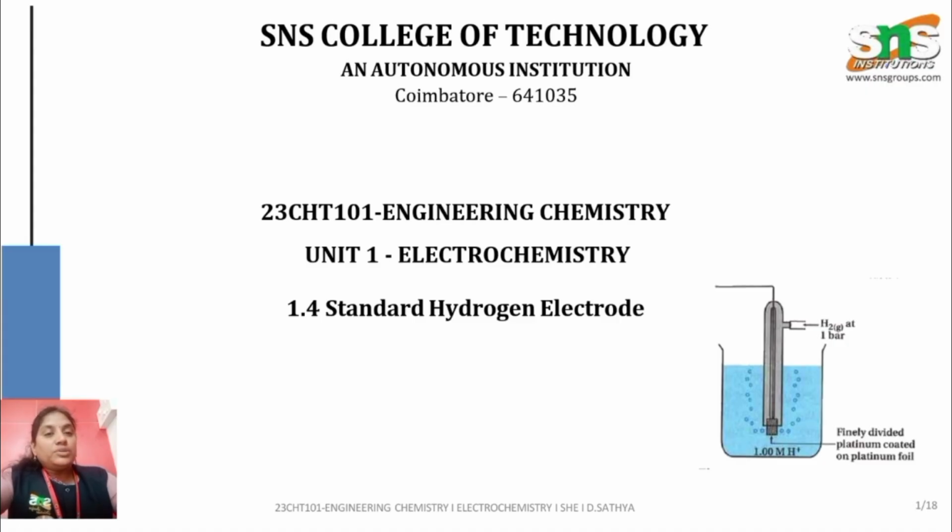Today we are going to discuss one nice topic, the standard hydrogen electrode. It's simply called SHE. So what is the standard hydrogen electrode? It is simply called the reference electrode, because in the standard hydrogen electrode the standard value is 0. That's why we use it as a reference electrode to find out the potential of other metal ions.